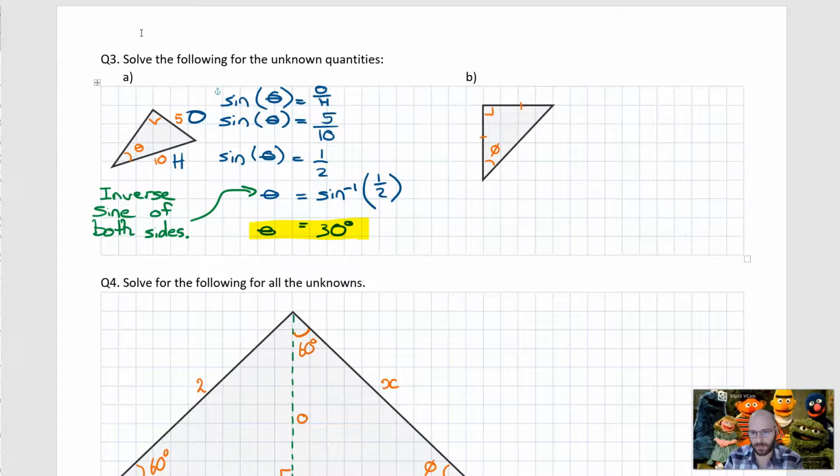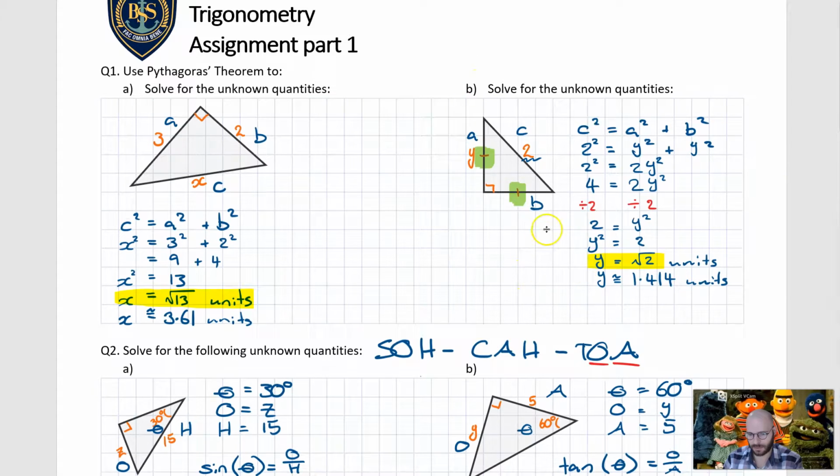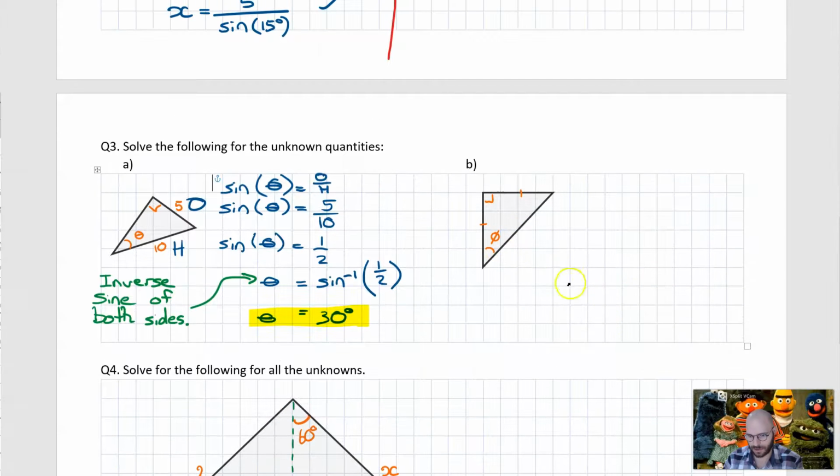Okay, now in part B we have something that doesn't look so familiar. It's quite similar to the first question up here for part B. We've got two common sides and we want to find the angle of interest, but we don't actually have any numerical values on here. However, it's not a problem at all. We'll start off by labeling our sides of interest. Relative to our angle of interest phi, we have the opposite side and the adjacent side. Now we don't know what these sides are, but we know that they're equal to one another.